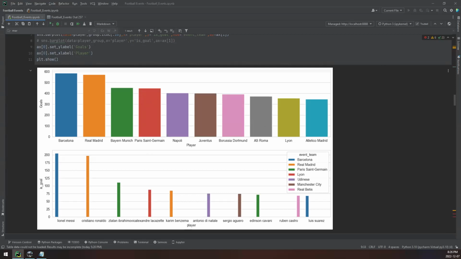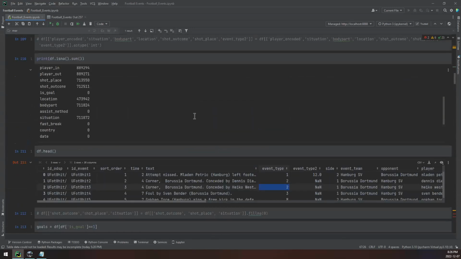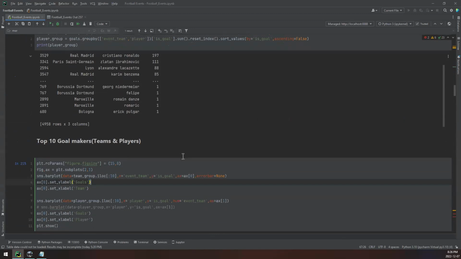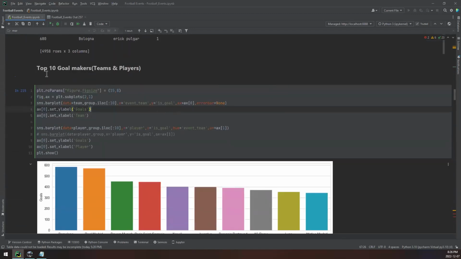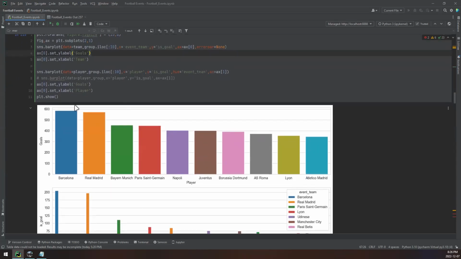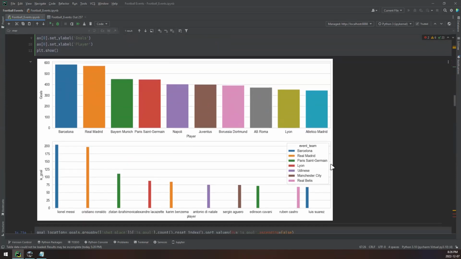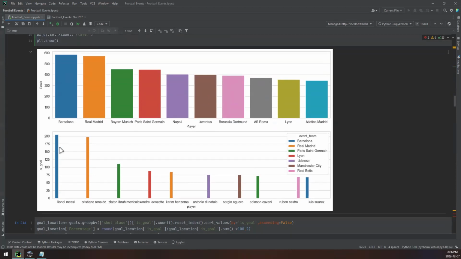Okay, let me send. Wait, guys, I suppose you can see my screen now, right? Yeah, I can. So I also did some of my own analysis on the data. I did something similar to what you have seen, but I also did something else, like the top 10 goal makers. I made this plot on the teams that have the most goals, and also the players that scored the most goals in this data set.